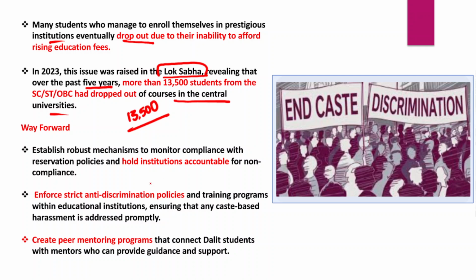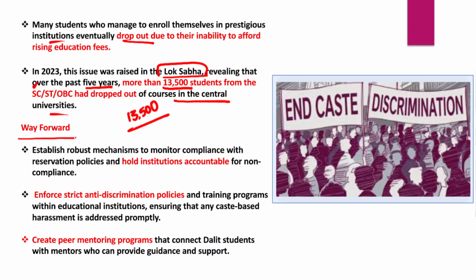Now you can see that 13,500 students in higher education, particularly from backward communities, dropping out of courses from central universities is not a simple issue. In fact, it is a very serious issue. This indicates that there are some structural and systemic inequalities still prevalent in higher education, and that requires serious attention. The government should also consider all these aspects.